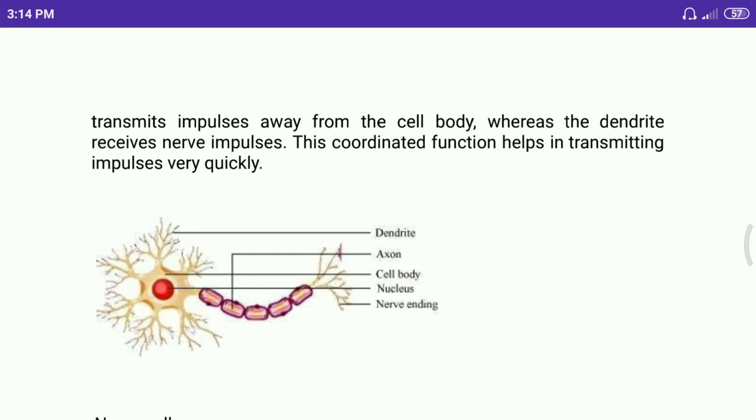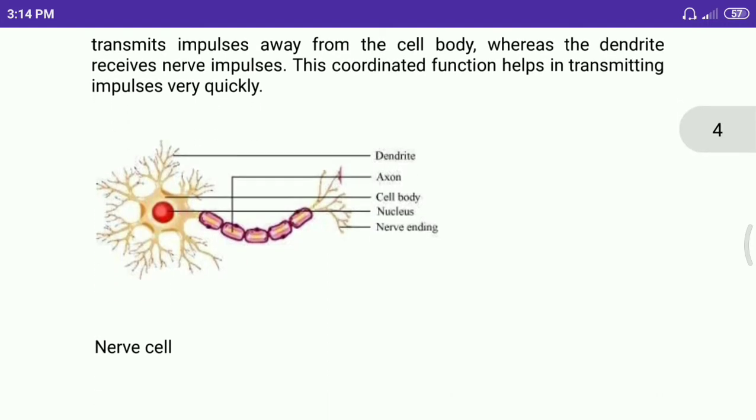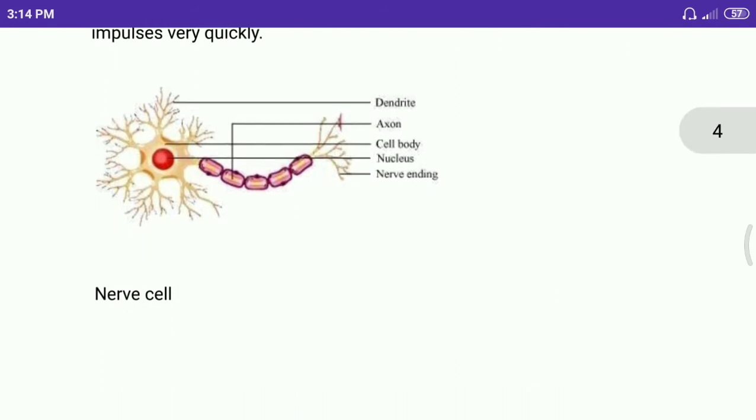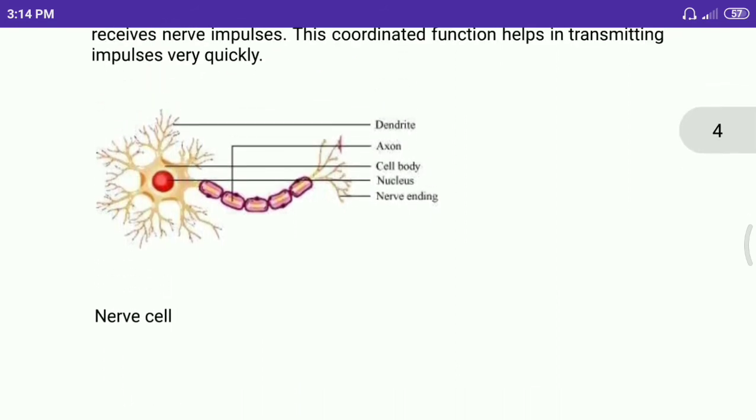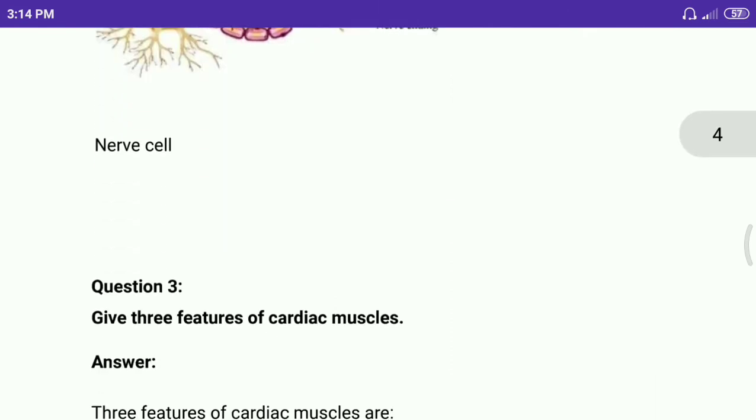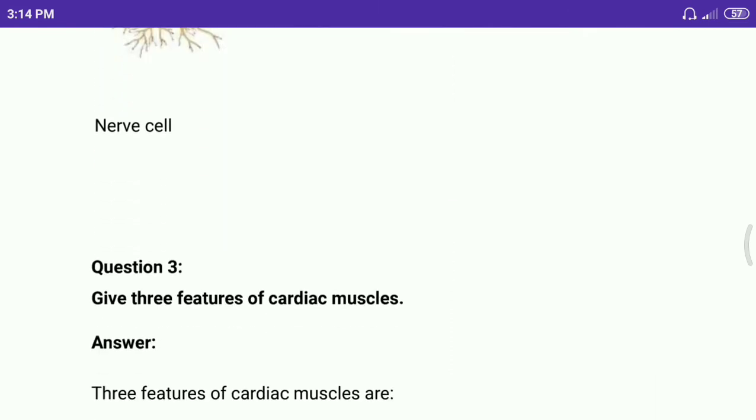Which contain a function that helps in transmitting impulses very quickly. Here is a diagram. You can see the nerve cell. This diagram is about the nerve cell. Okay. So we go further.